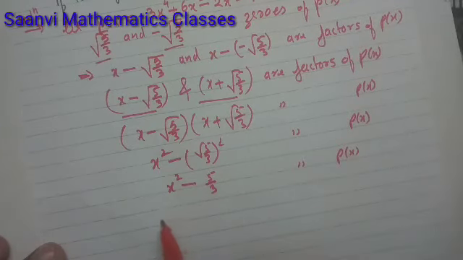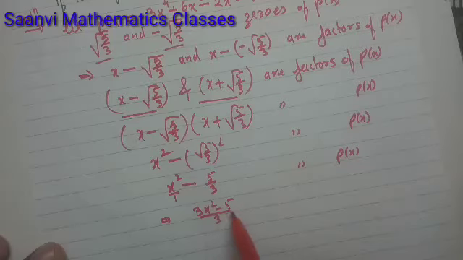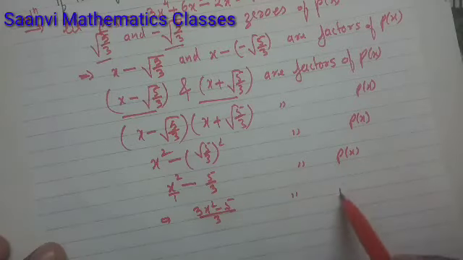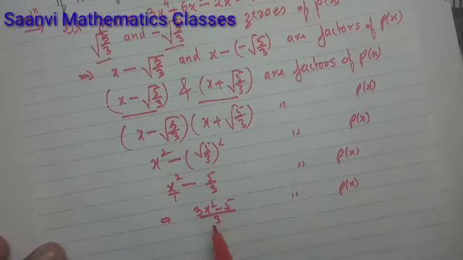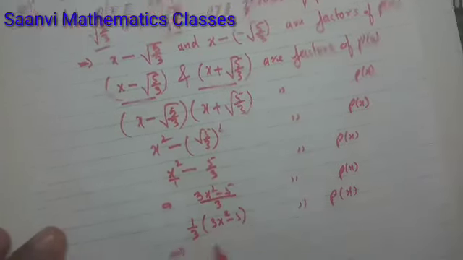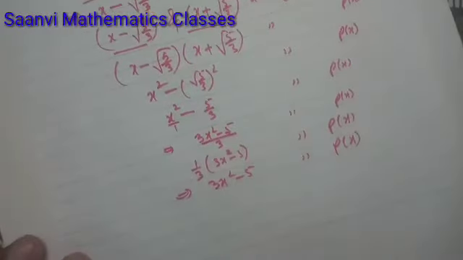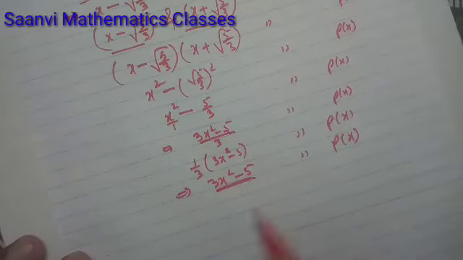This is again a factor of p of x. Can I say from here that, if I take the LCM, 3 into x square minus 5, whole divided by 3, is a factor of p of x. Remember one thing, I can consider this whole thing divided by 3, so 1 by 3 is a constant. So can I consider from this only that 3x square minus 5 is a factor of the given polynomial p of x? Yes. So now this is a factor of the given polynomial.